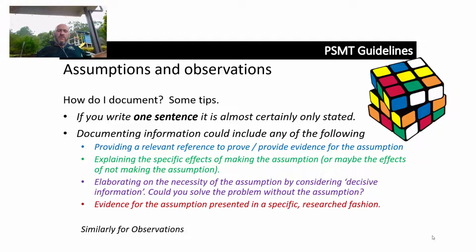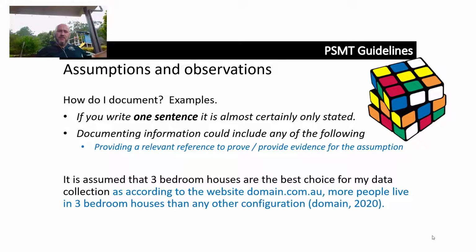Or you may provide evidence for the assumption presented in a specific research fashion. So you may actually show, well, this assumption I need to make actually exists because of X, Y, Z. So I'm going to show you some examples of these now, and it's a similar process for observations. The first one is providing a relevant reference to provide evidence of the assumption.